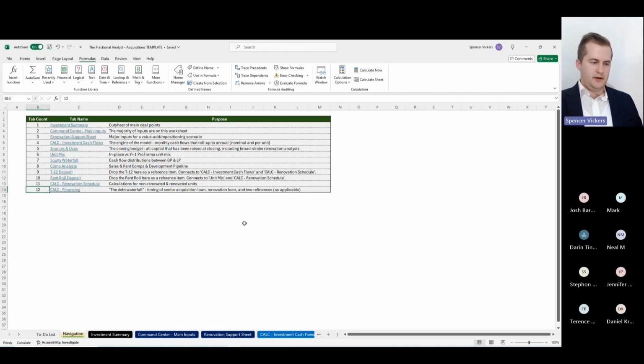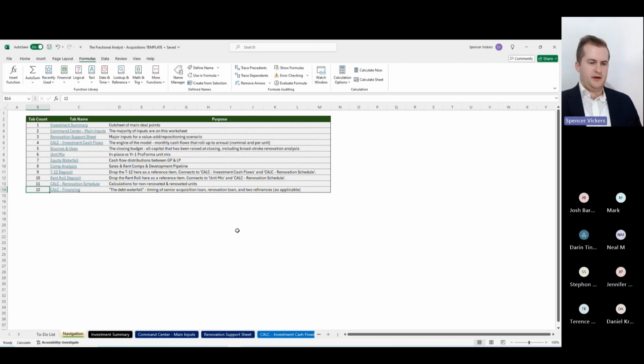And then the last tab is the calc financing tab, which is really a debt waterfall, which shows the timing of the funding, the payoff, and the payments of the loans that are included in this model. So that is, at a high level, everything that's included in this model. It sounds like a lot because it's intended to be sophisticated, but once you put your standard assumptions into it, it enables you to quickly screen deals between 15 minutes to an hour, depending on what kind of deals you're looking at and how comfortable you get with it.